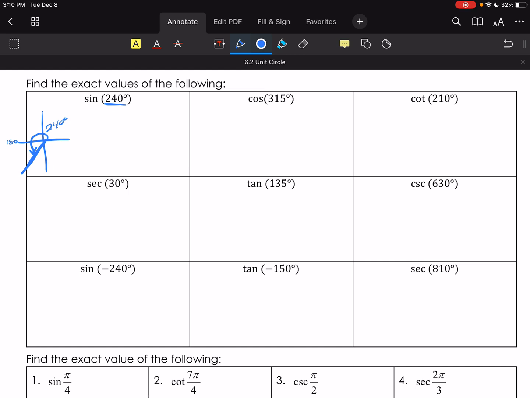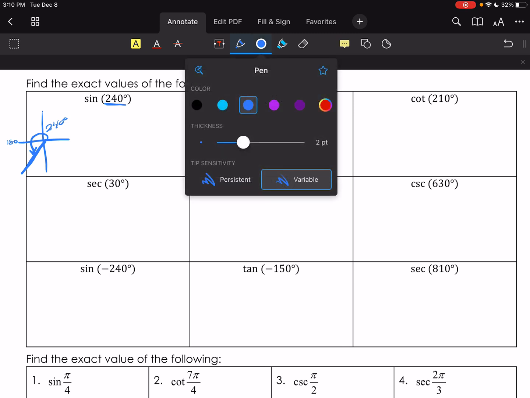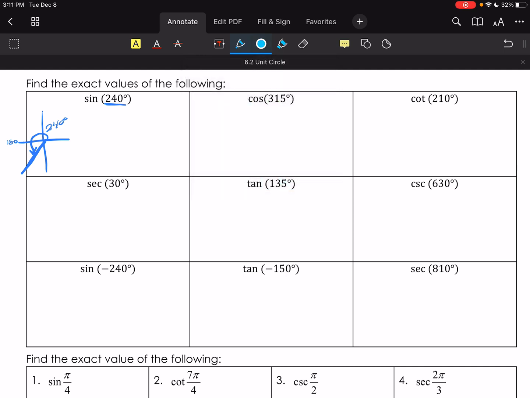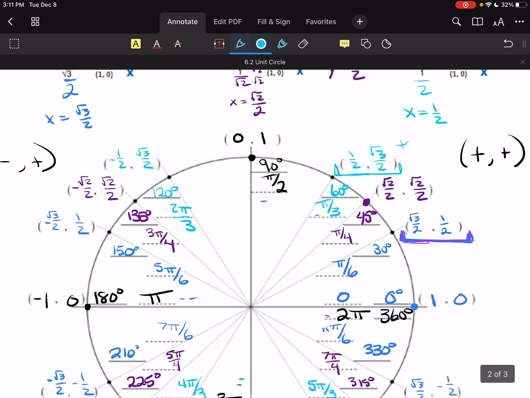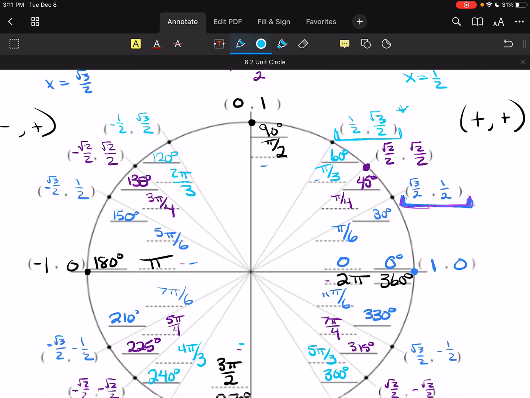So I want to identify the reference angle here, so that I can relate it to quadrant 1 of my unit circle. So 240 would have a reference angle, 240 minus 180, of 60 degrees. So I want to think about my pi over 3s on my unit circle, right? So when I go up here, I want to think about these guys. And they have the ordered pair 1/2, square root of 3 over 2.